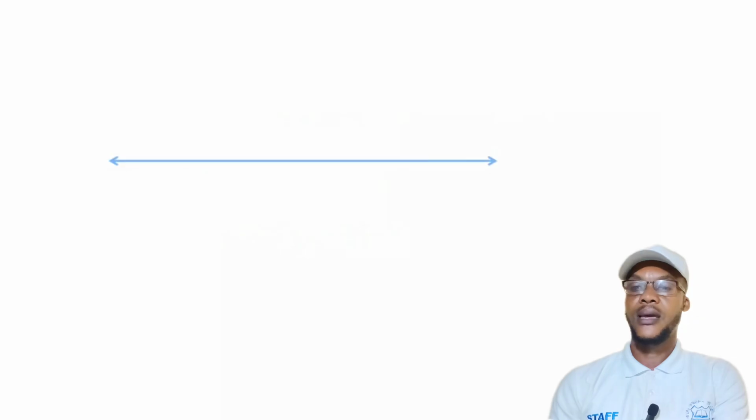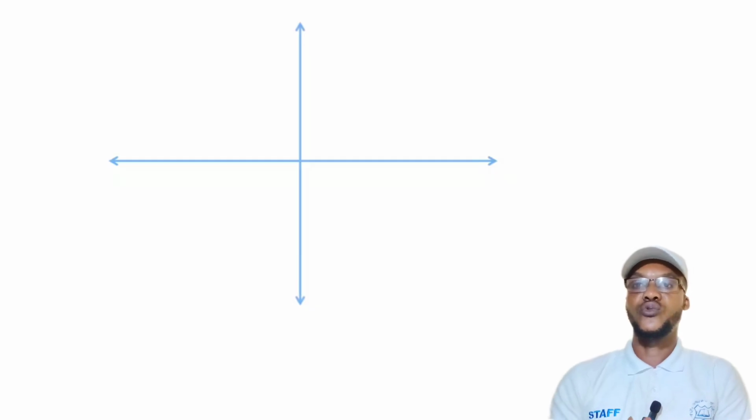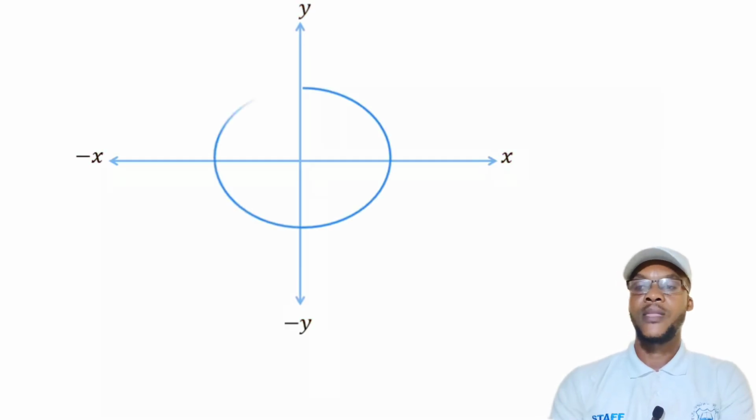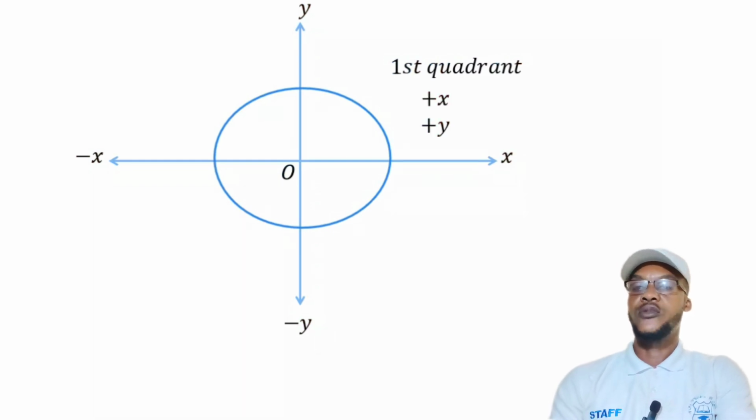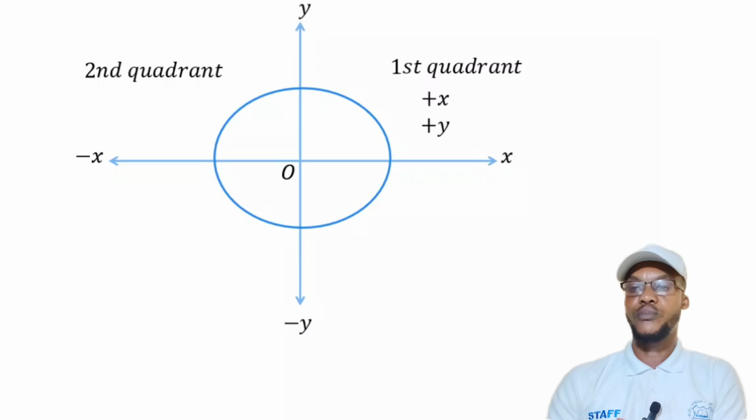So let's take our Cartesian plane. We have our x and y axes, which divide the Cartesian plane into four parts, and these parts we name quadrants. So we have the first quadrant, then we also look at the second quadrant. For the first quadrant, you realize that the x values and the y values are all positive. That's why you see plus x, plus y.